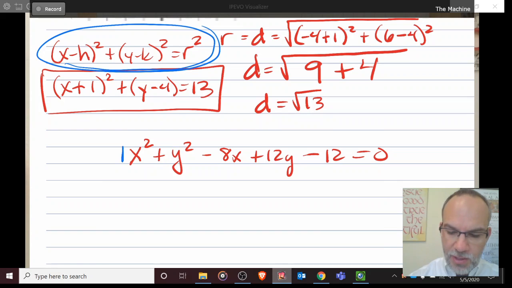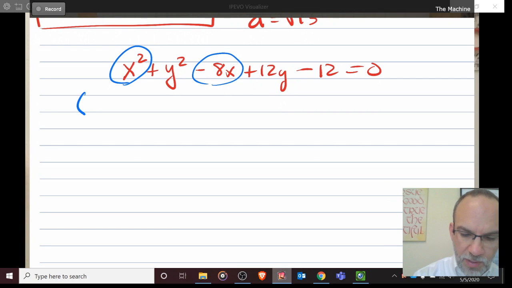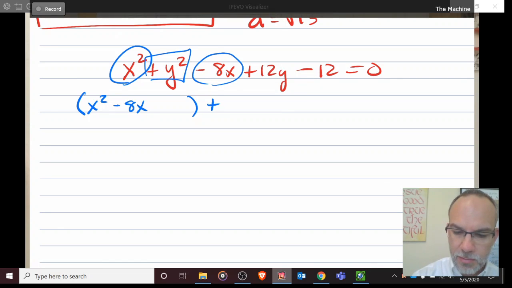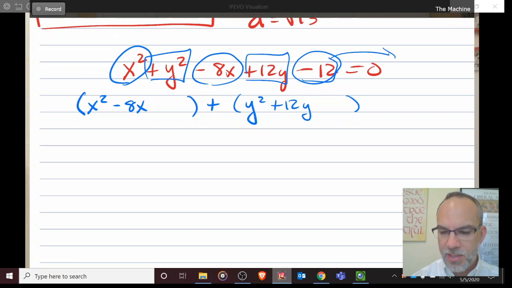But anyway, so here's what I'm going to do. I'm going to do a group of x's. I want to take x squared and negative 8x and put them together. So I need to do now a group of x squared and then minus 8x and then leave space, plus, and now I'm going to group the y's. y squared plus 12y, leave space. And now I'm going to take this negative 12 and pass it to the other side of the equation by adding them. So this is equal to positive 12.